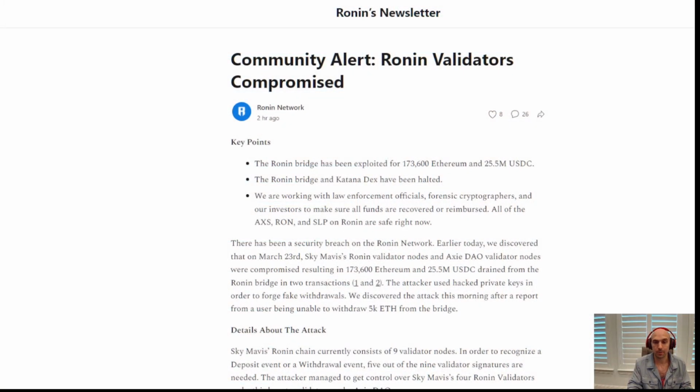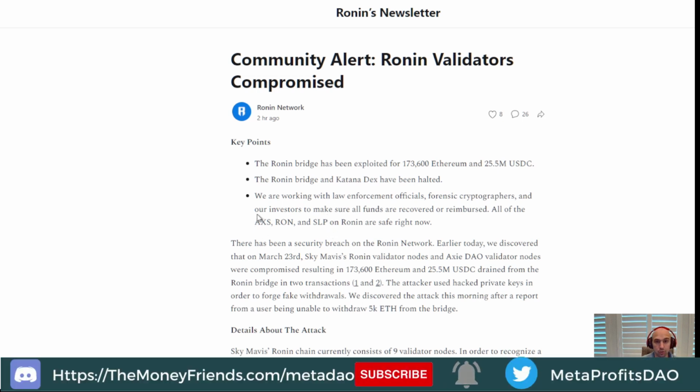So, community alert: Ronin validators compromised. They pretty much drained 132,000 Ethereum and 25 million in USDC. They didn't touch AXS, RON, or SLP, which, if you know, are each paired to one of these, and in doing so essentially makes all of these worthless because they have no swap to be paired to another asset of similar value.